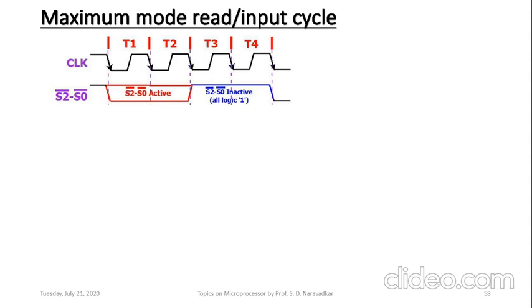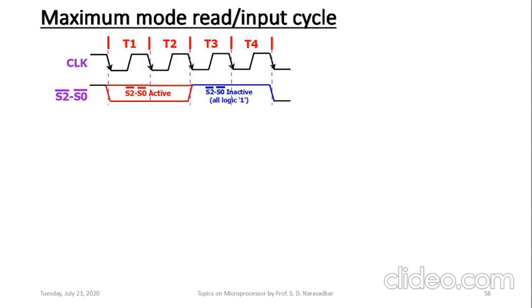Then next will be address status signal A16 to A19 and BHE bar. On these multiplex lines will be available during T1 state, and status output S3 to S7 will be output on T2, T3 and T4 states. There is no change from that of minimum mode here.